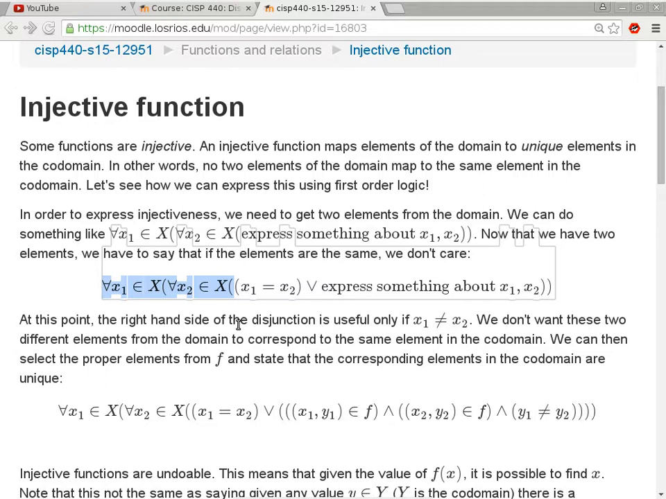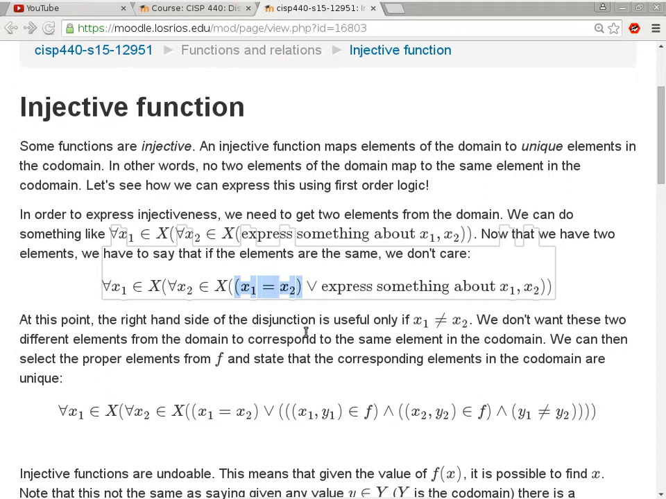We have not stated anything about x1 or x2 at this point. We're just saying, okay, randomly pick x1 and randomly pick x2, and then we'll look at the rest of it. So what we want to do is say x1 equals x2, so they're exactly the same element. Then it's true already. We don't have to look at the right-hand side of the disjunction. In other words, if I pick randomly, but I just end up picking the same element, there's nothing I need to say. Because being injective doesn't apply to when you only have one element to consider.